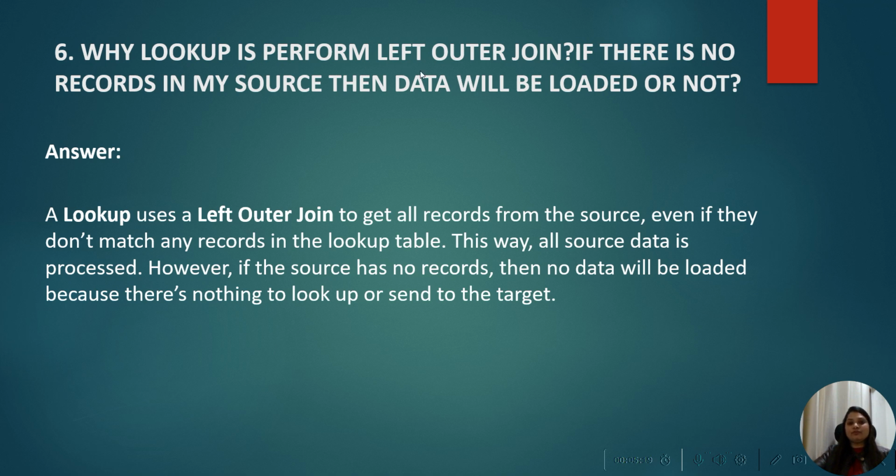Why is lookup performed as a left outer join? If there is no record in my source, will data be loaded or not? The answer is lookup uses left outer join to get all the records from the source even if they don't match any records in the lookup table. This way all the source data is processed. However, if the source has no records, then no data will be loaded because there is nothing to look up or send to the target.